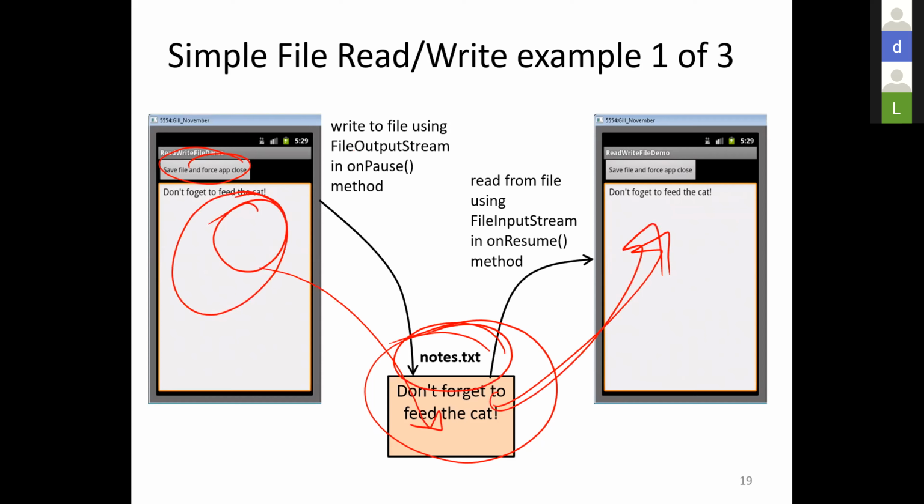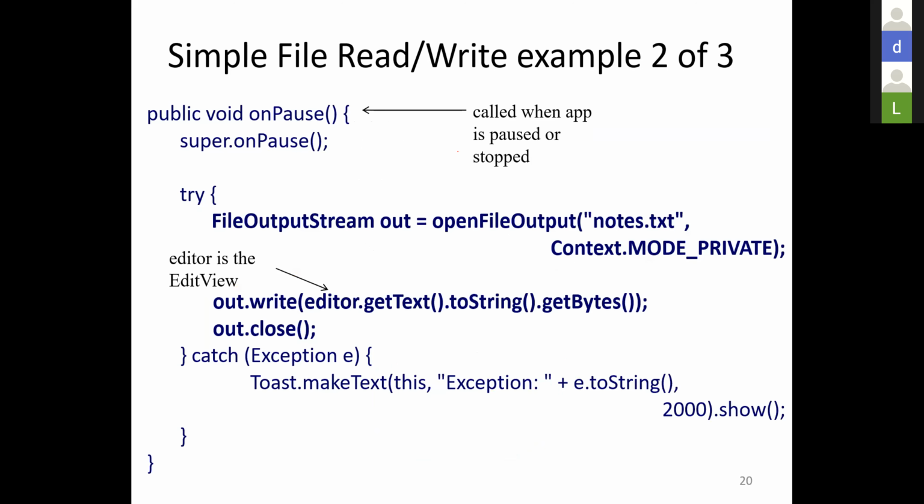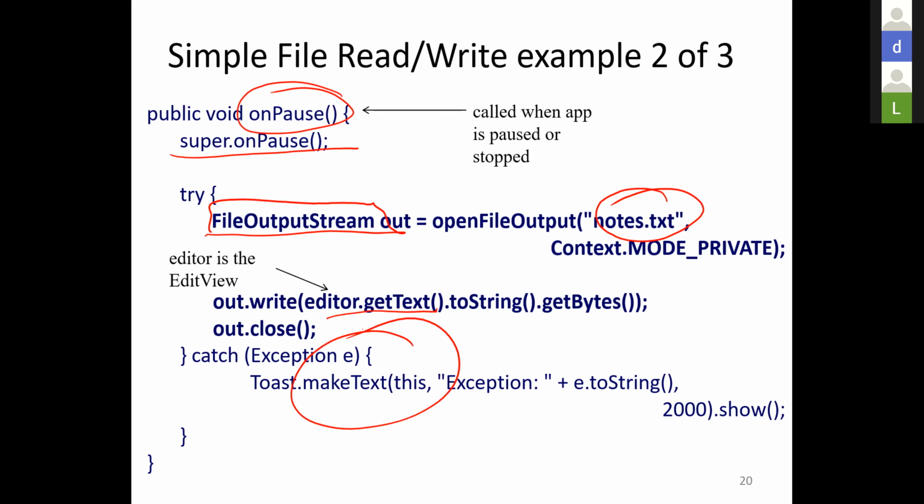So write to a file using file output stream in onPost. So the onPost method has super onPost. So file output stream. This is where we want the content to be saved, and it's the notes.txt. Then we pick what is in the editor. We get the text. For string, we get the bytes, and then we close. That's the content. So we save it in that file. In case of an exception thrown.